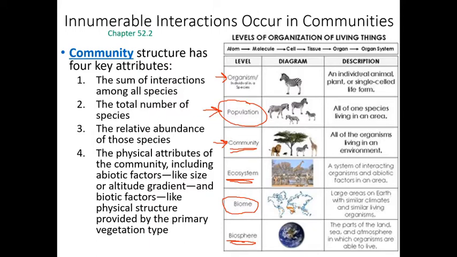And we can analyze communities in terms of some of the physical attributes. And so this is not necessarily jumping up to the ecosystem level. This is merely considering the physical structure that something like, for example, a plant would provide.